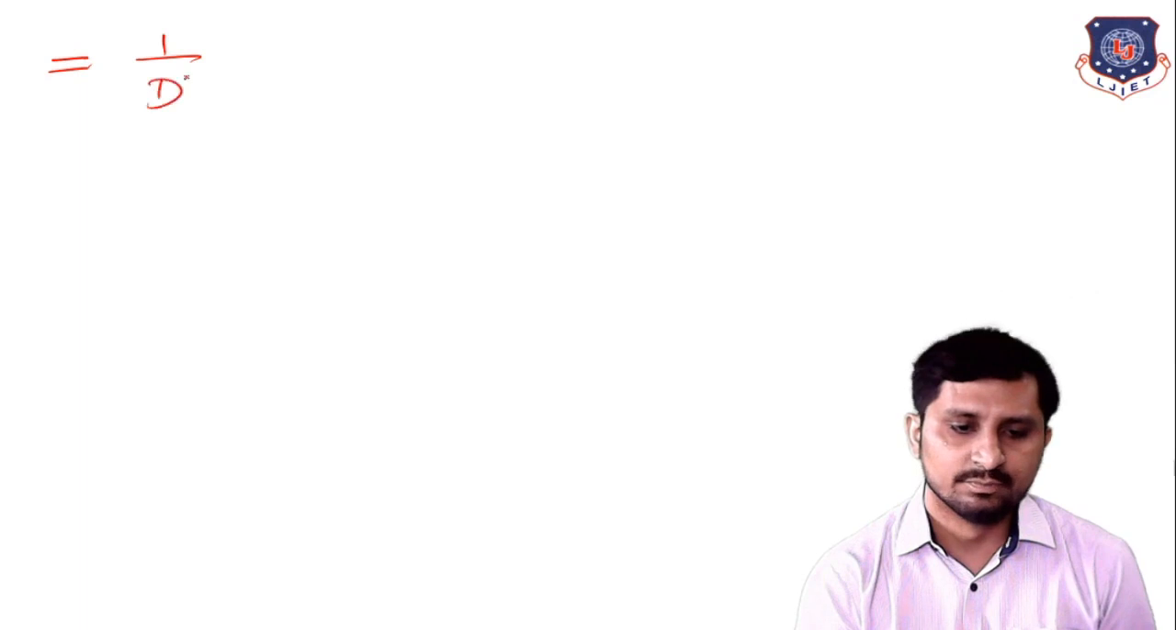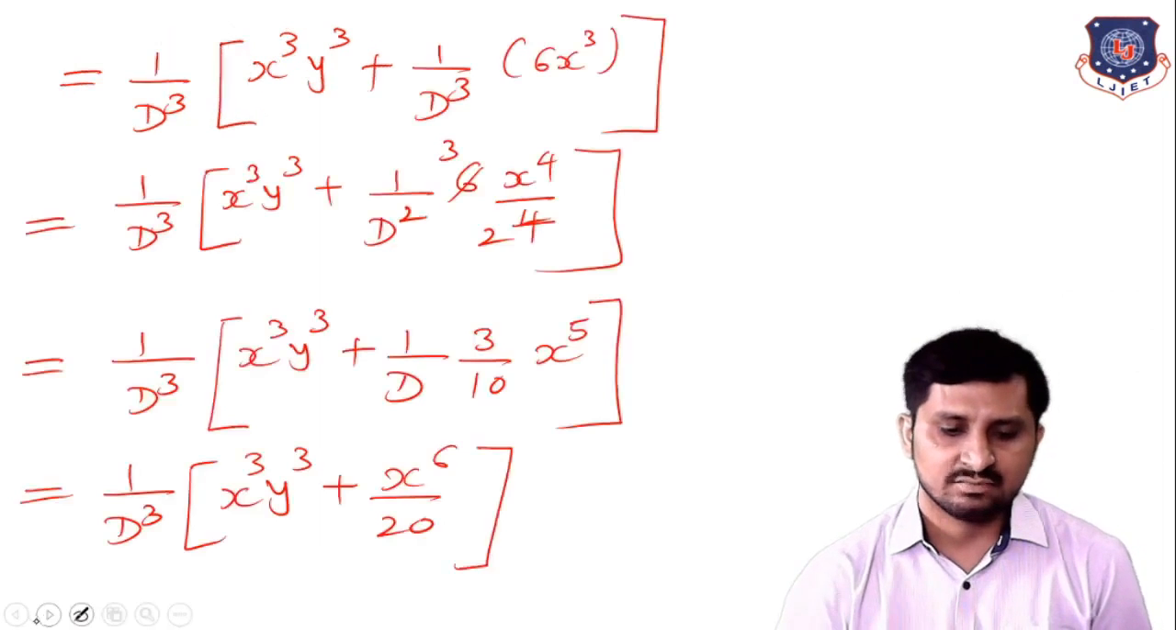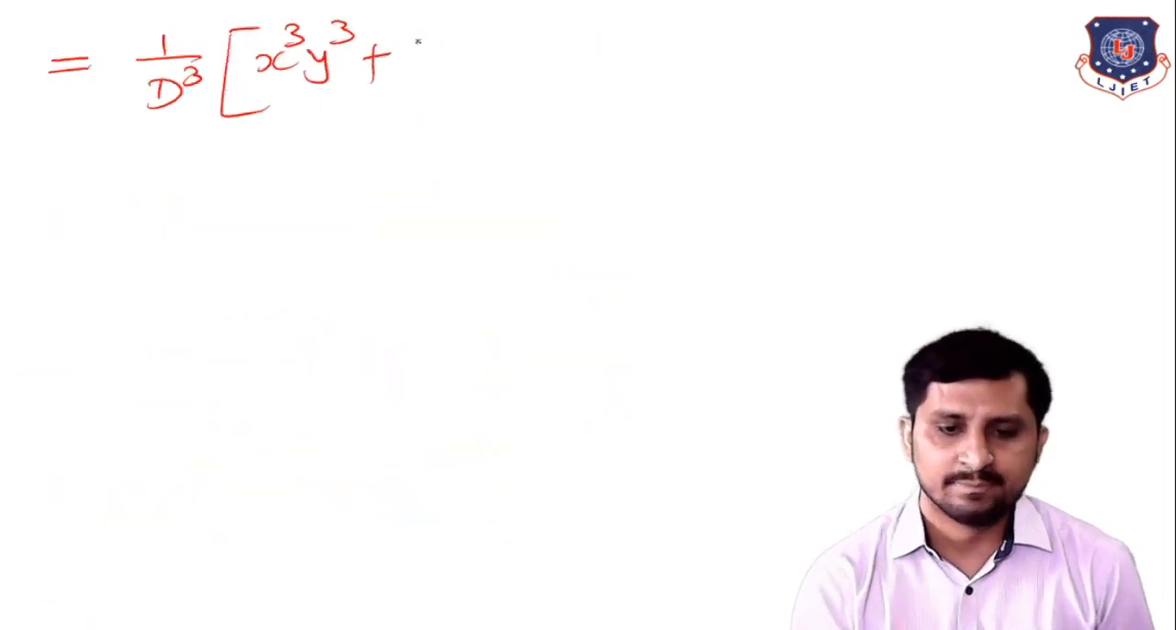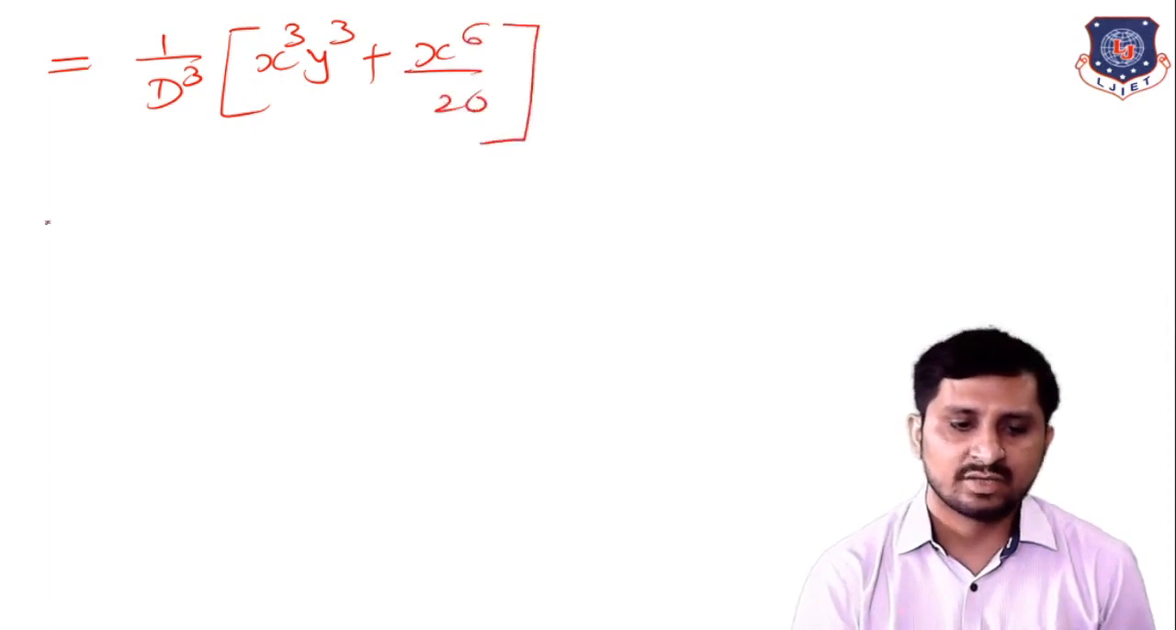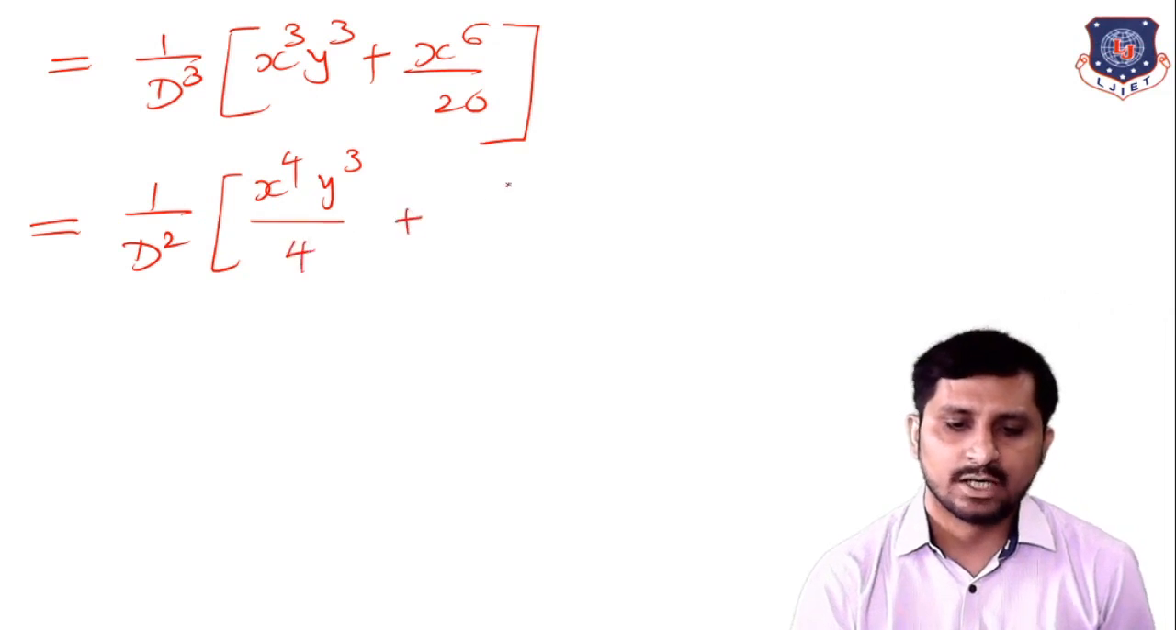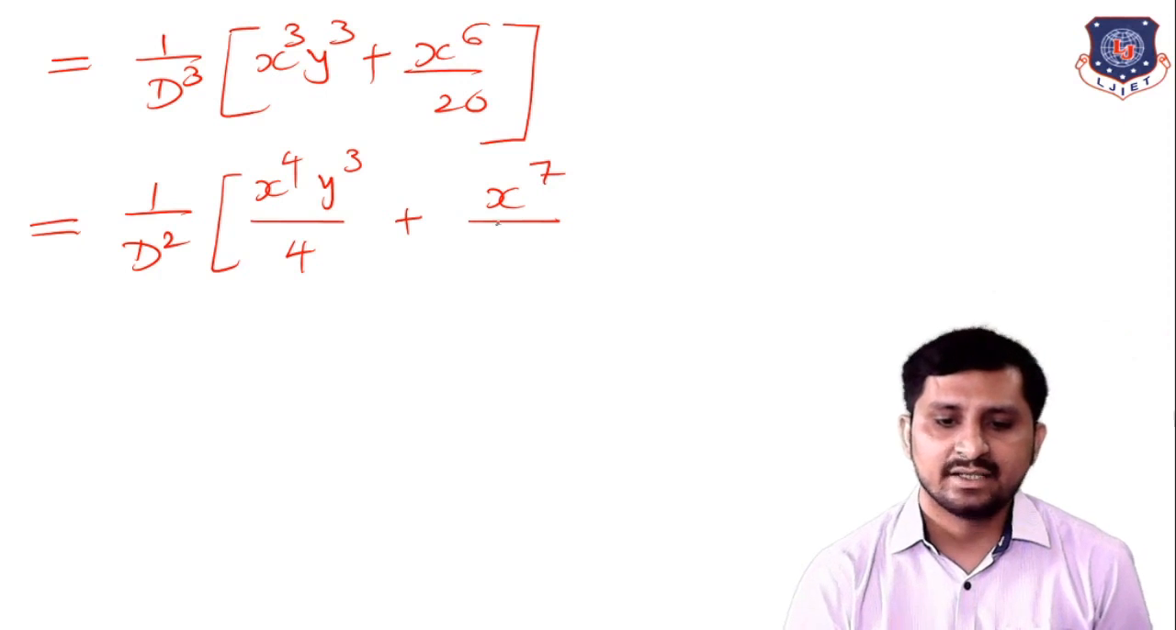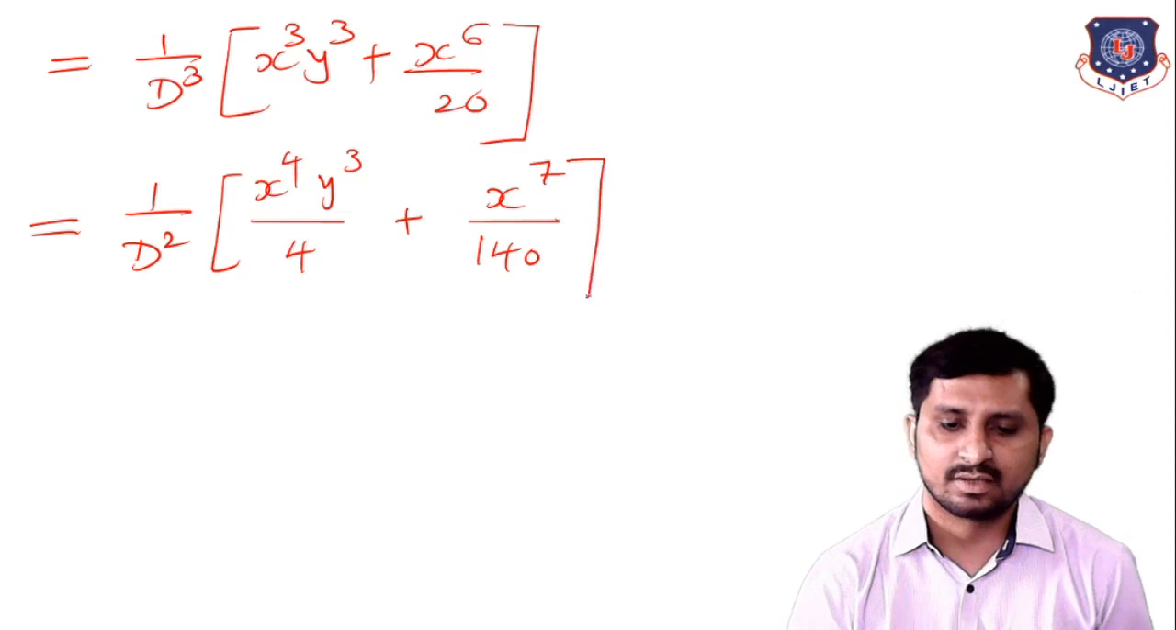So I just write this term once again on the next page, so you can easily understand. 1 upon D cube, x cube y cube plus, what is my last term, x raised to 6 by 20. Now integrate this term one by one. So first of all 1 upon D square, x raised to 4 y cube divided by 4 plus x raised to 7 divided by 7 into 20, so that is 140, right?